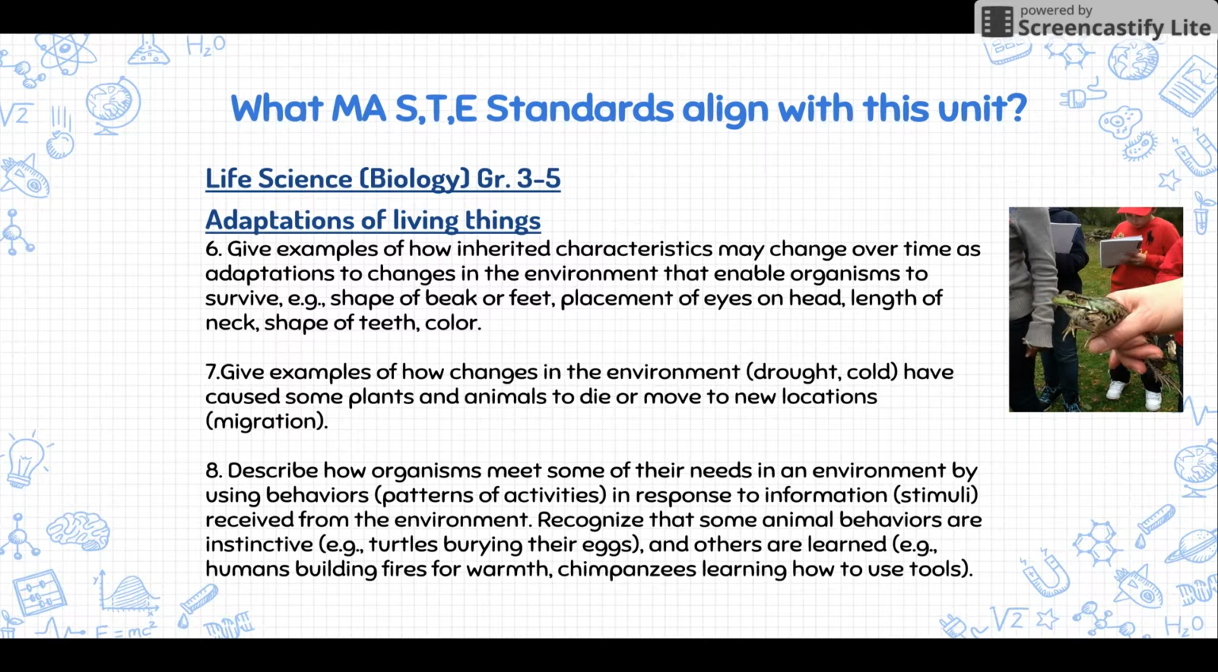What Massachusetts Science, Technology, and Engineering standard align with this unit? Well, this is a life science unit, and it connects to the standards that have to do with adaptations of living things, numbers 6, 7, and 8.